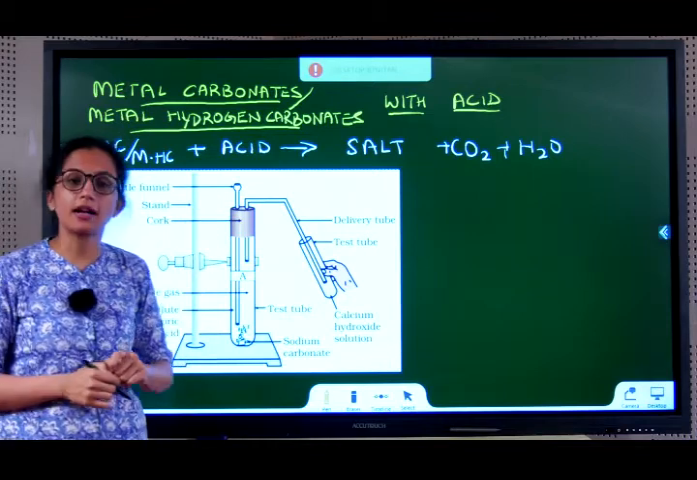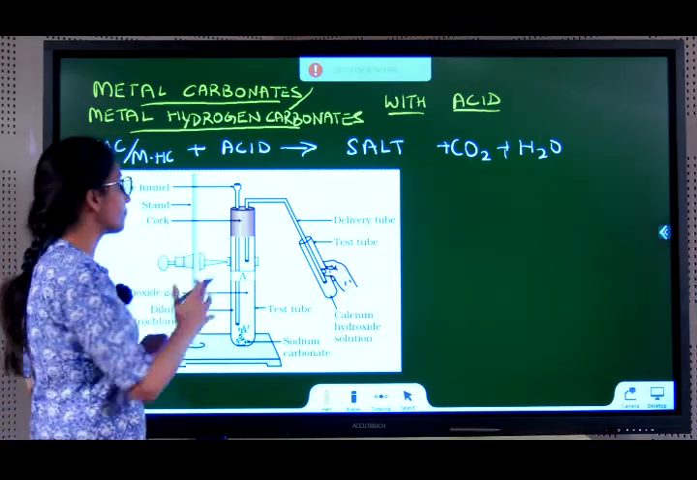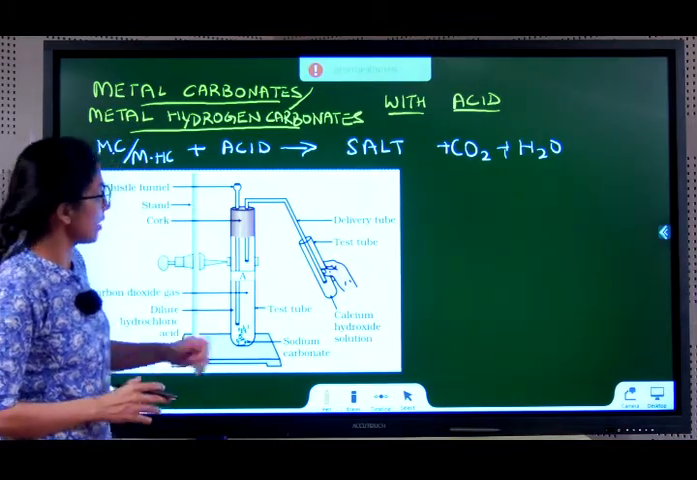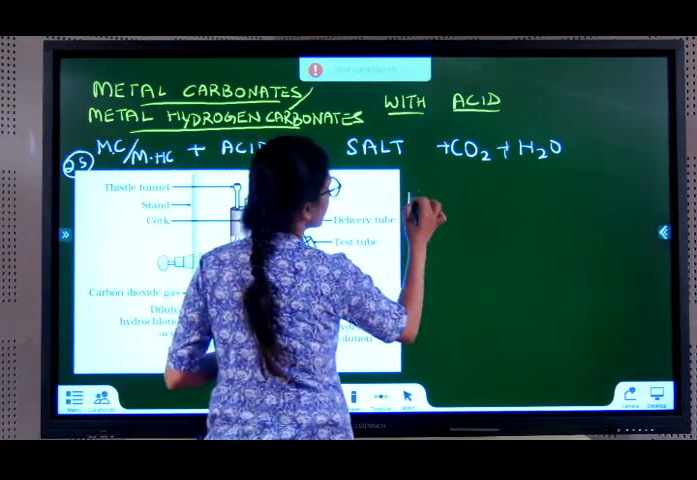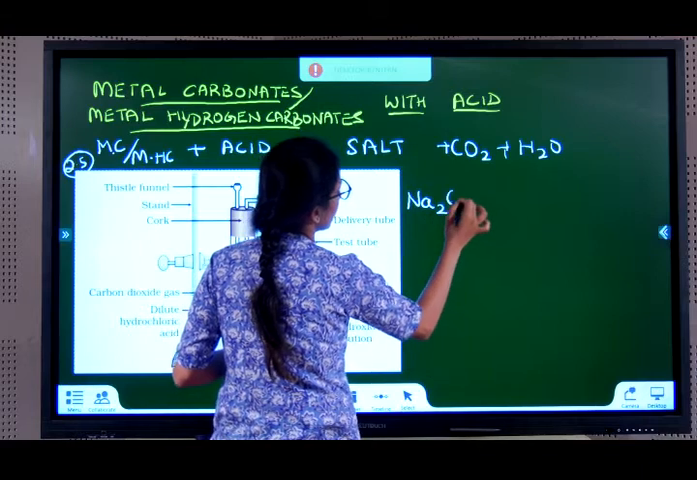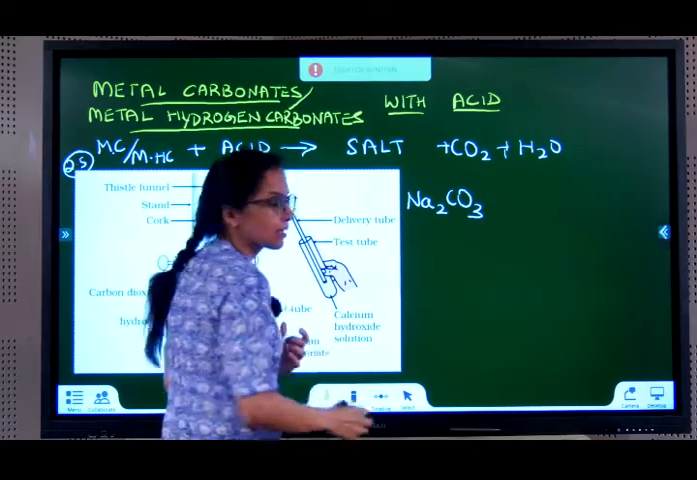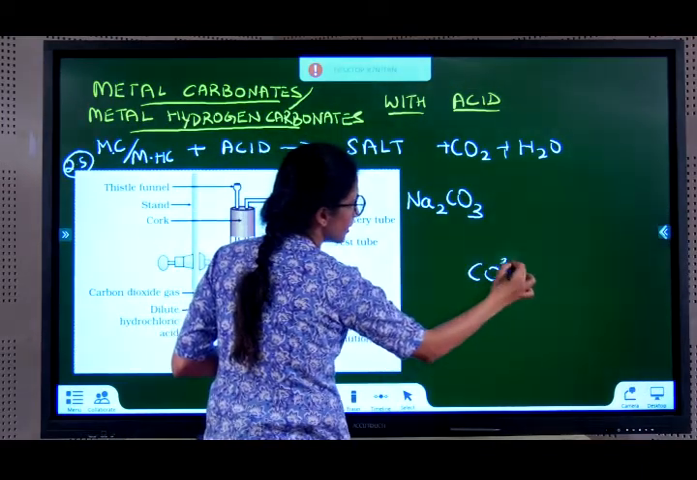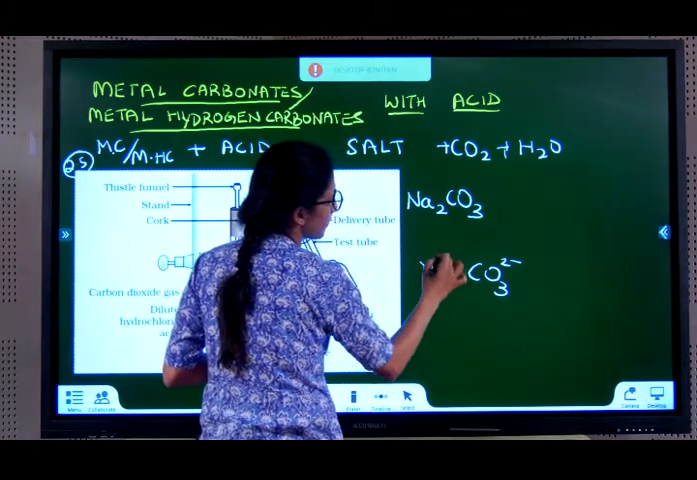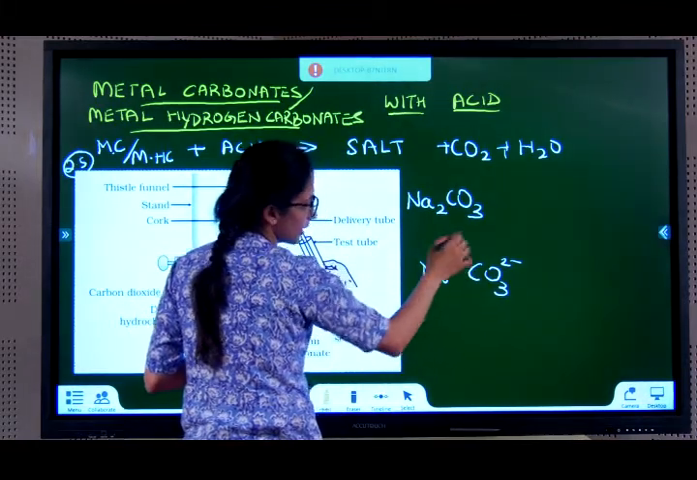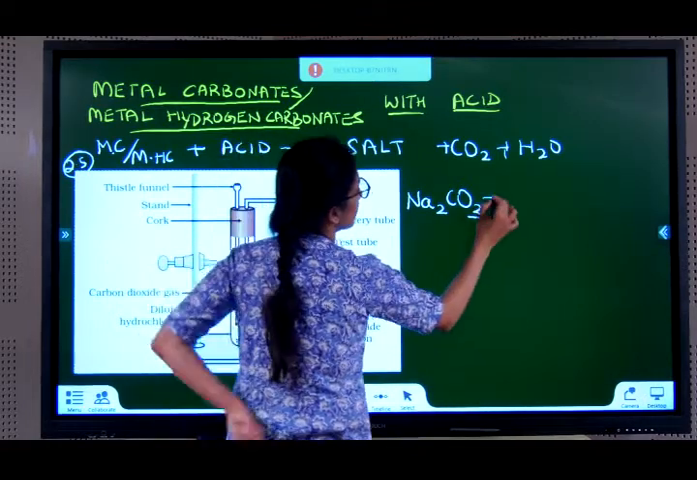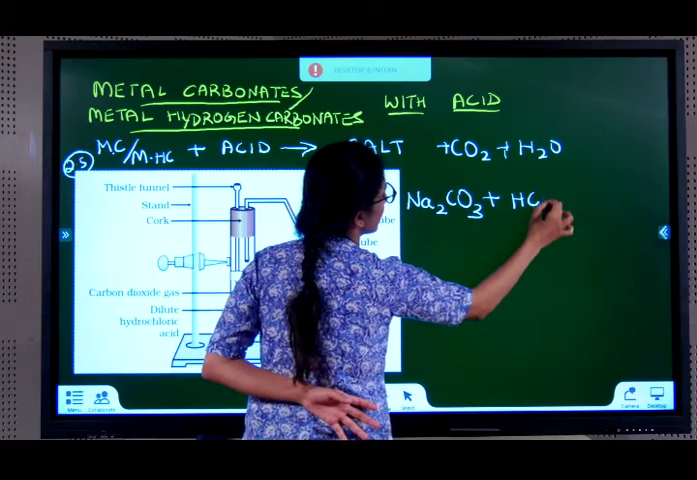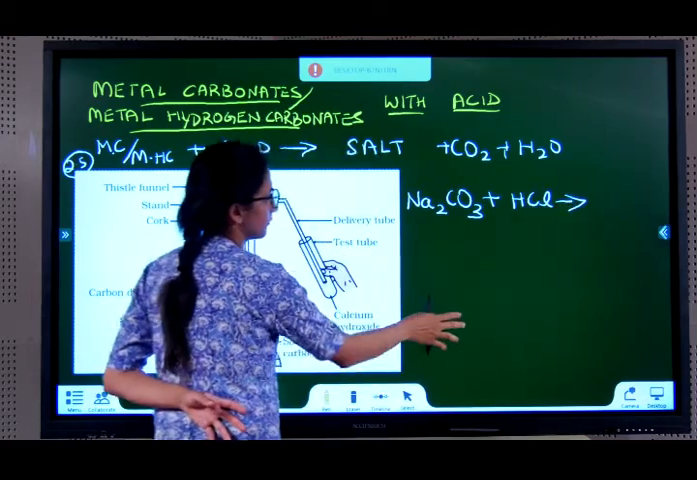How do we test the carbon dioxide gas? We'll have a small recap. Before that, let's finish it over here as to how sodium carbonate reacts with an acid. So we have taken sodium carbonate, Na2CO3. How? Carbonate is CO3 2 minus, sodium is Na plus 1, exchange 1 and 2. So sodium carbonate reacts with HCl to give us what?